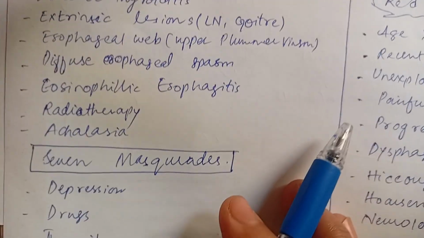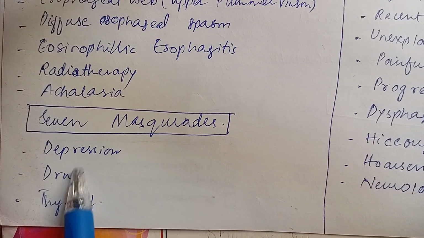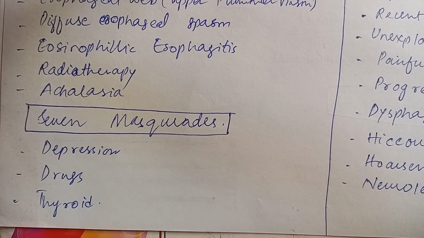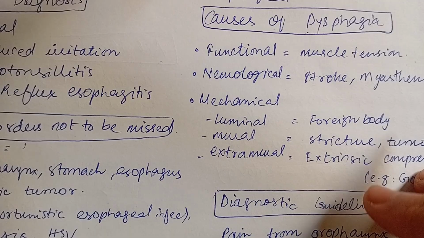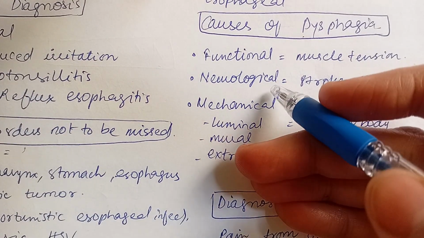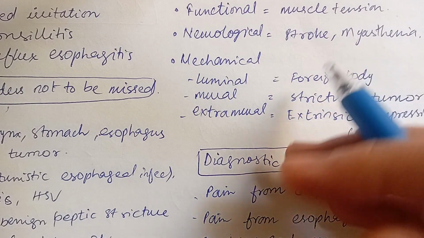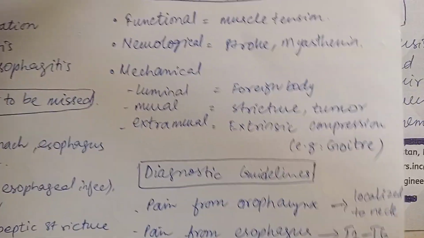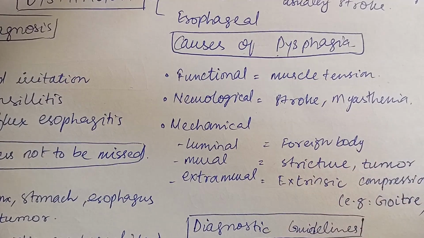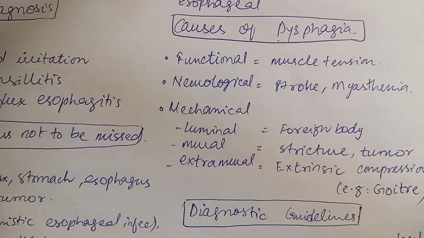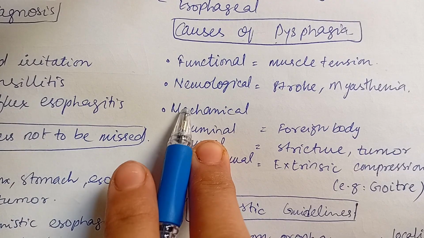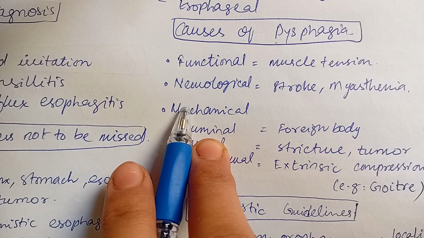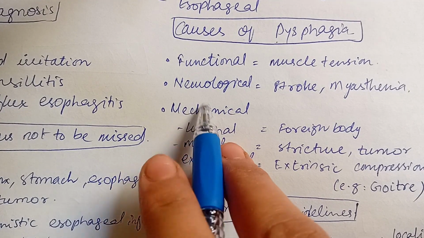Coming towards the seven masquerades, we have depression, drugs, and thyroid that can be the causes of dysphagia. So, what are the causes of dysphagia? Causes of dysphagia can be functional, in which there is muscle tension. The dysphagia is usually due to muscle tension. The patient has a sensation of difficulty in swallowing, but actually there is hypersensitivity of the patient, or disordered pain sensation. Pain perception is hypersensitive in these patients.